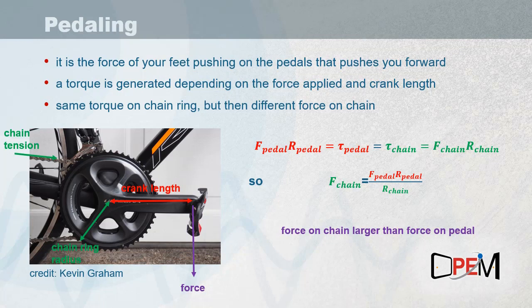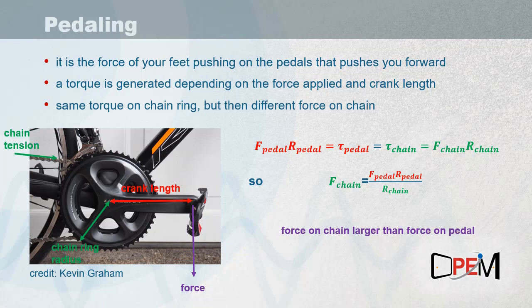But let's look at this in a little more detail, and in particular think about the lengths of the crank, the diameter of the chain ring, the diameter of the sprocket on the back wheel, and the diameter of the wheel, and think about the relationship between the instantaneous force of your feet on the pedals and how that transmits into a force of the back wheel on the road.